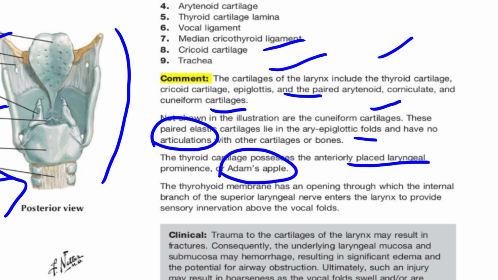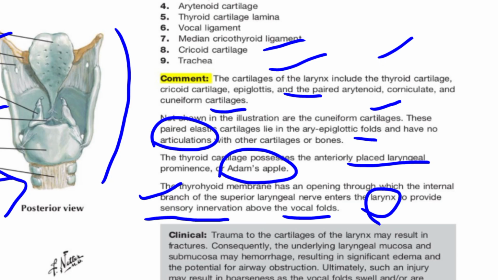The thyroid membrane has an opening through which the internal branch of the superior laryngeal nerve enters the larynx. This nerve enters the larynx to provide sensory innervation above the vocal folds. From the vocal cords the sound is produced. These vibrate and produce sound.